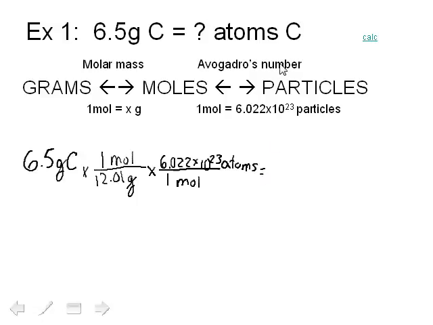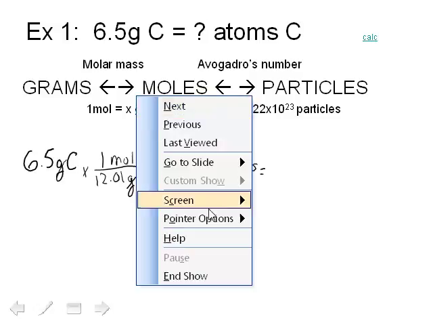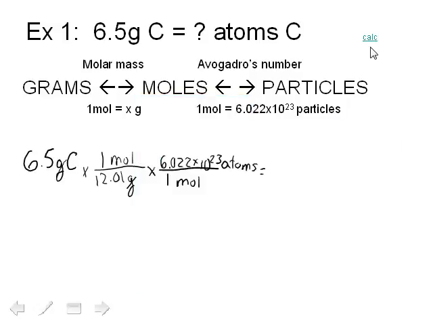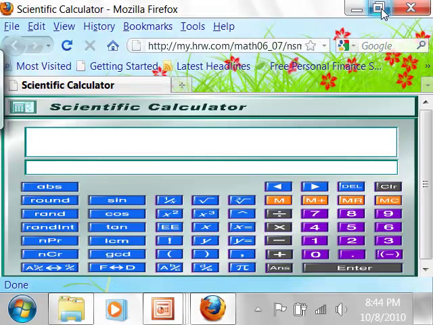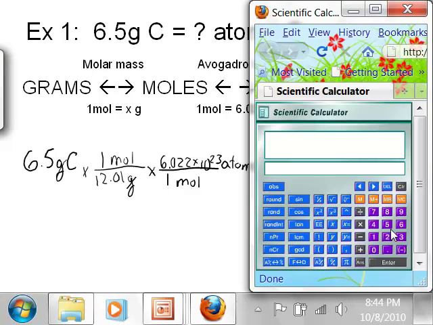Alright, let's switch from our pen to an arrow and open up our handy-dandy calculator. Whoops, pretty big there. Okay, so let's type in what we've got. We've got 6.5. Remember that everything on top is going to be a times, everything on bottom is divided. So times 1 divided by 12.01, on to the next part, times 6.022 times 10 to the 23rd.